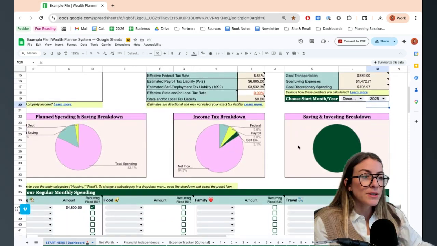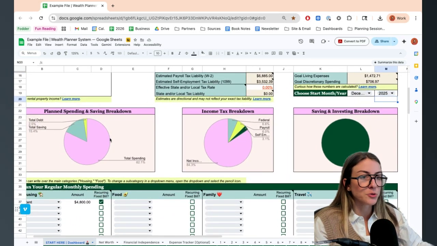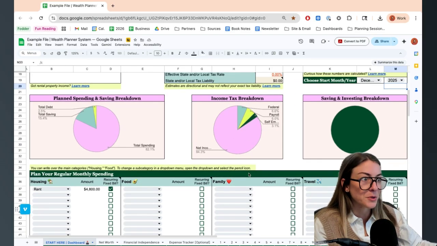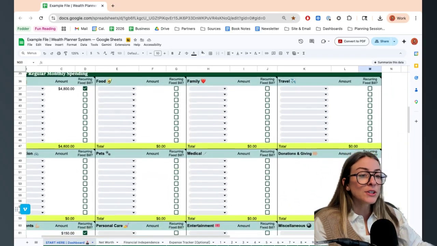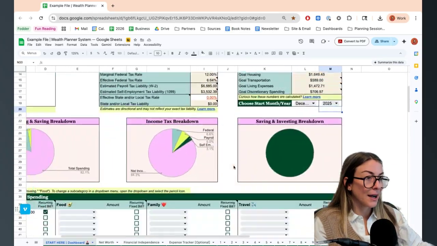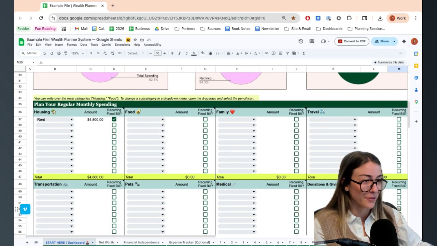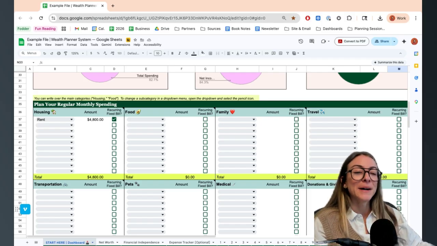Okay. So these little pie graphs are intended to show you visually where money is going. Like, here's your income tax breakdown, net income versus federal, payroll, and self-employment in this particular example. And then you're going to go through, using this helper guide. Obviously, some of this is not going to be up to you. You probably already have rent and it is probably already above whatever limit it's going to tell you it should be. But you are going to put in your budget.